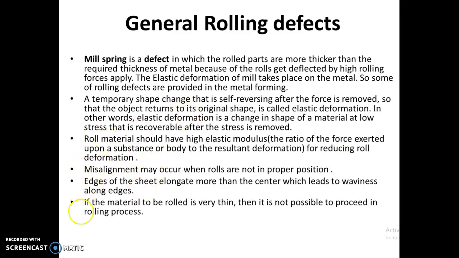Next one is misalignment. Misalignment may occur when the rolls are not in proper position. When the rolls are not fixed in a proper position, misalignment may occur. Edges of the sheet elongate more than the center, which leads to waviness along the edges. If the material to be rolled is very thin, then it is not possible to proceed with the rolling process.